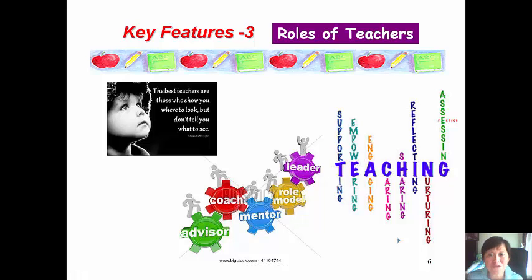Now the third feature of language learning strategies is the roles of teachers. In other words, by applying language learning strategies, we change the traditional roles of a teacher. What do we mean by that? Think about this. Traditionally, teachers are like our parents. They are instructors, directors, and managers. They manage our learning. They are also leaders and controllers.